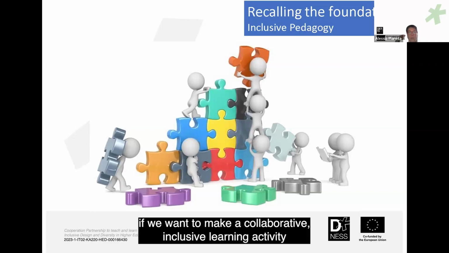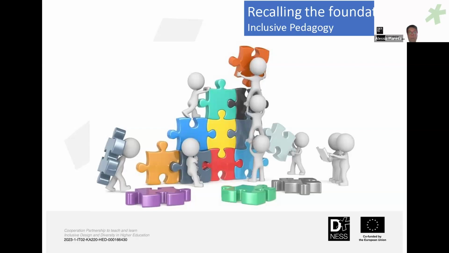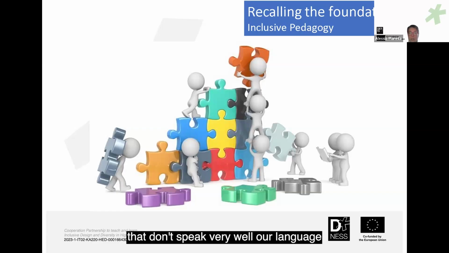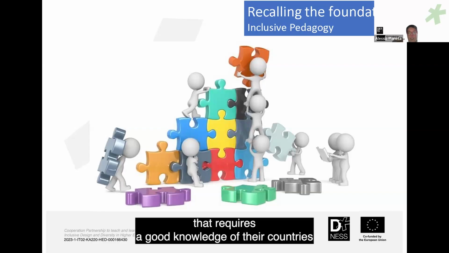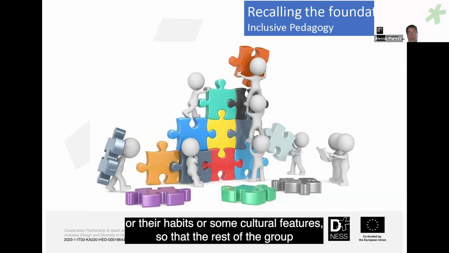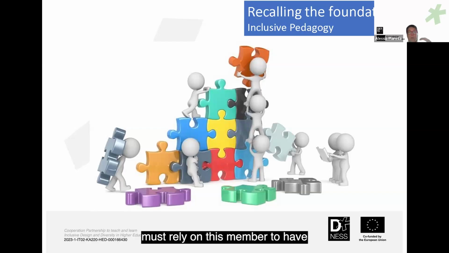Let's say if we want to make a collaborative inclusive learning activity to include foreign students that don't speak our language very well and that tend to group themselves, we can choose an activity that requires a good knowledge of their countries or their habits or some cultural features, so that the rest of the group must rely on this member to have reliable information.